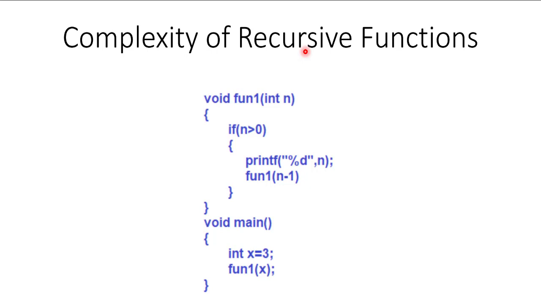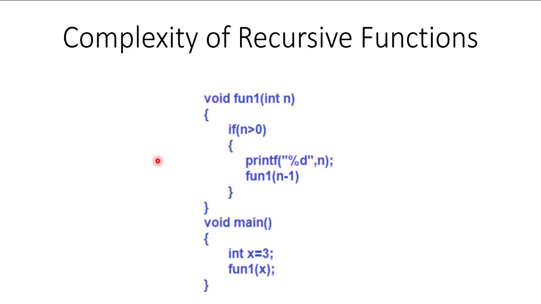Now let us see what the function fun1 is doing. It is doing nothing, just printing the value of n. How much time does it take for printing? It takes 1 unit of time, because I said every statement takes 1 unit of time, and here there is only one print statement. But this is a recursive function, so it is calling itself again and again. As it is a recursive function, let us find out how many times the printf statement is executed.